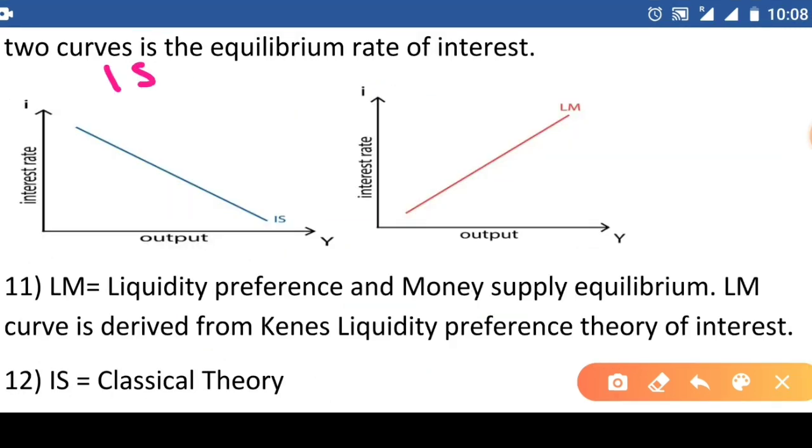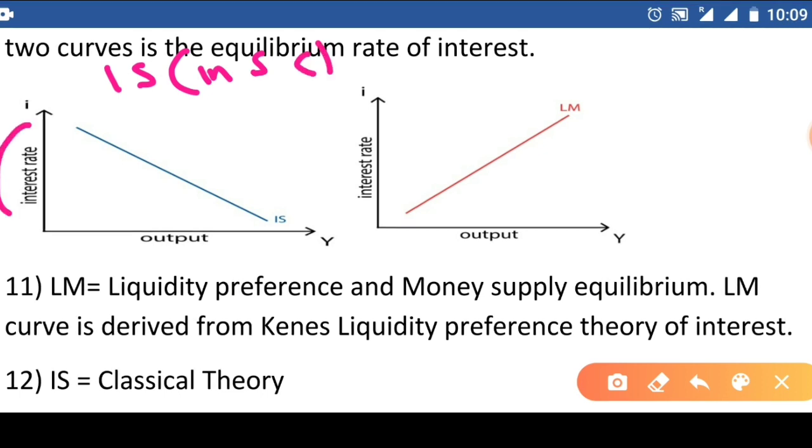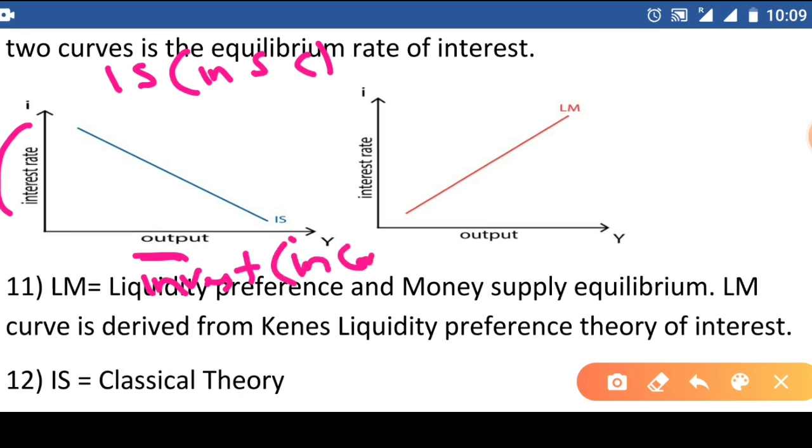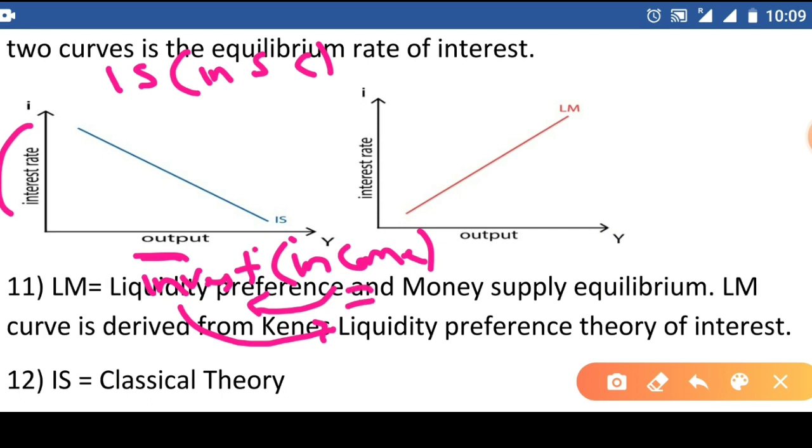Let us understand the curve with one example. IS is nothing but the investment-saving curve. On the y-axis we have interest, and on the x-axis we have output. This output is nothing but investment or income. If we have income, then we can invest, and if we invest, then we get income. That's why income and investment are both equal. Now we will discuss this income or investment with the interest rate.